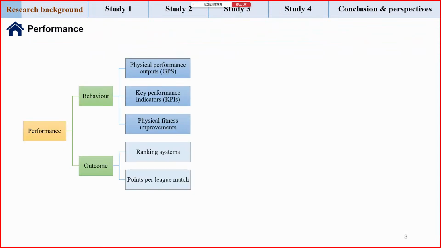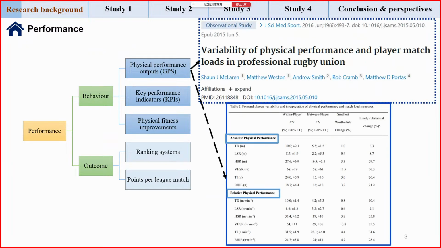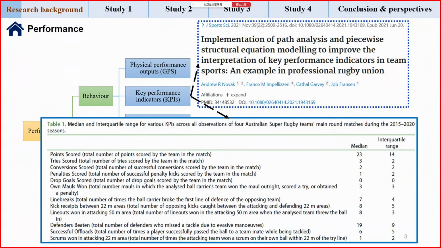Performance can be understood both as a behavior or as an outcome. When performance is viewed as a behavior, it can be measured using GPS metrics, such as the absolute and relative total distance covered in Shaw's study. Behavior can also be assessed through the key performance indicators, or KPI, as seen in Andrew's research, where the point score, try score, line breaks, etc. were used.